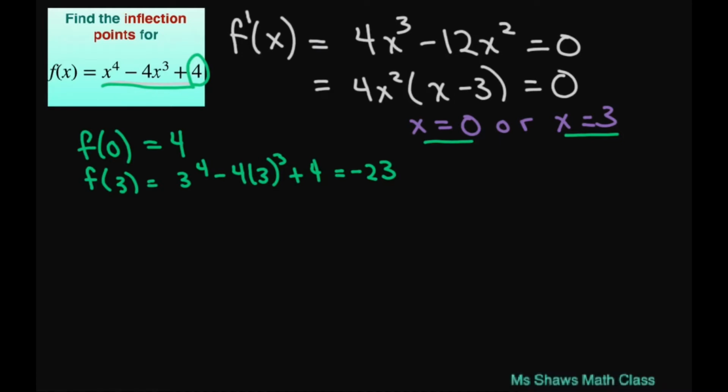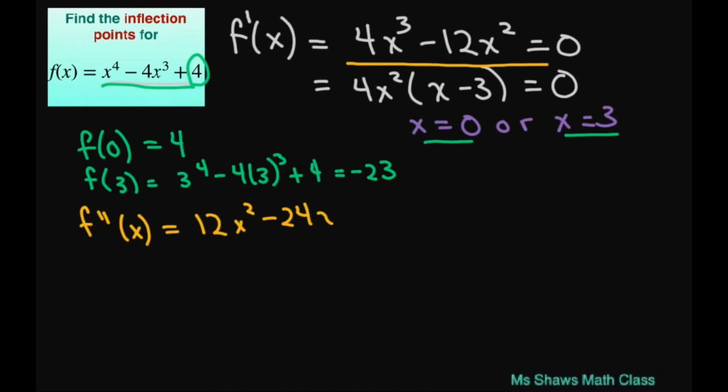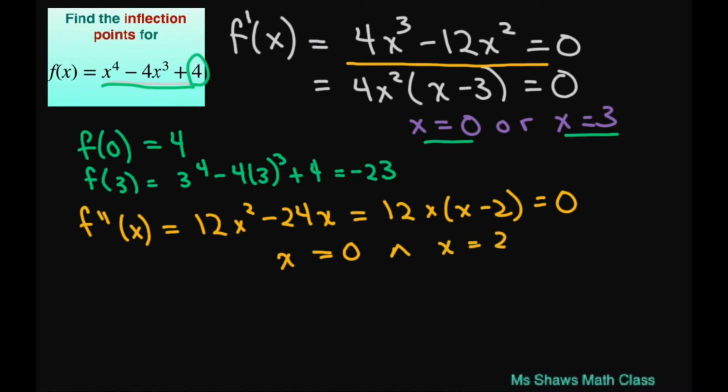All right, now let's go ahead and take the second derivative to get our inflection points. So we have f double prime of x, and that's going to give you 12x squared minus 24x. Let's factor out a 12x times x minus 2, and also set that to 0. And that's going to give you x equals 0 and x equals 2.